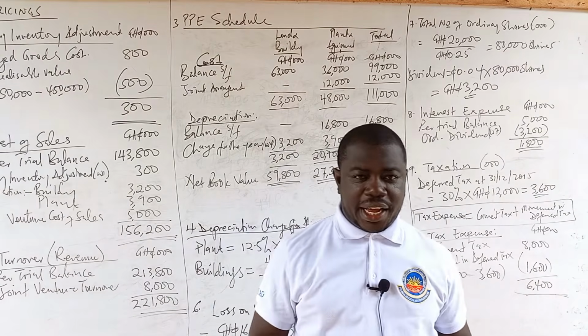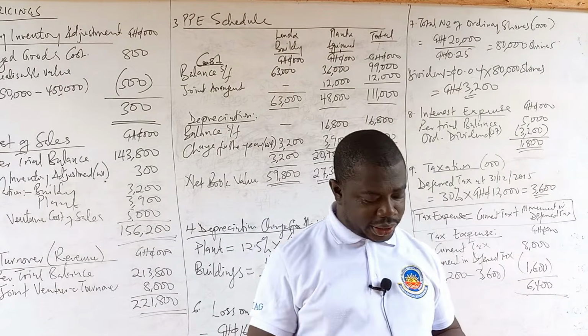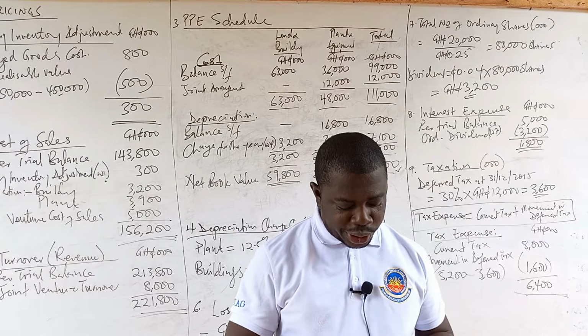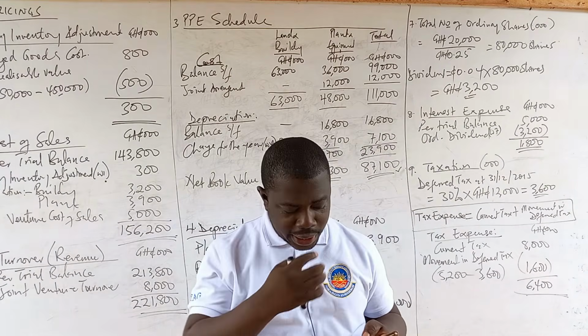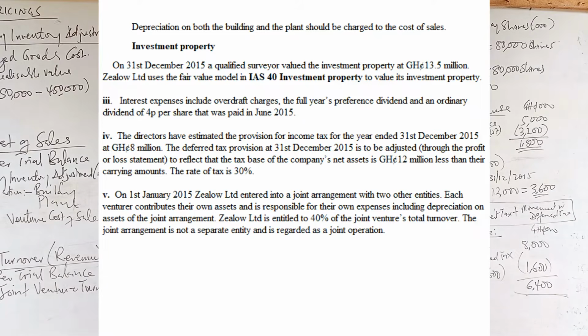Okay. Then the final additional information is what we are going to look at, which is the joint operation, which we have done most of the work in there. So on 1st January 2015, Zillow Limited entered into a joint arrangement with two other entities. Each venture contributes their own assets and is responsible for their own expenses, including depreciation on assets of the joint arrangement. Zillow Limited is entitled to 40% of the joint venture's total turnover. The joint arrangement is not a separate entity. It is regarded as a joint operation.